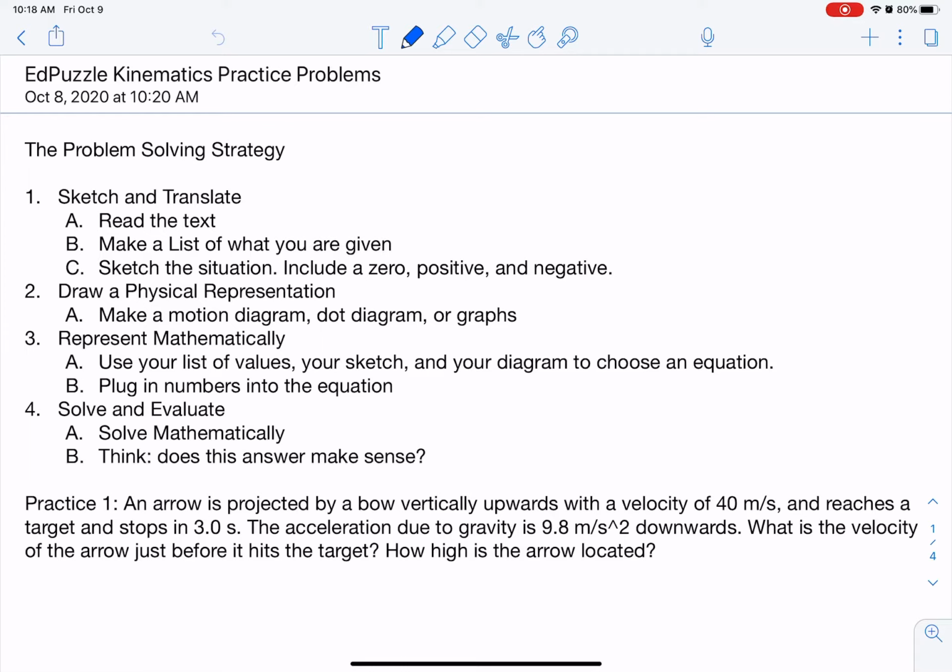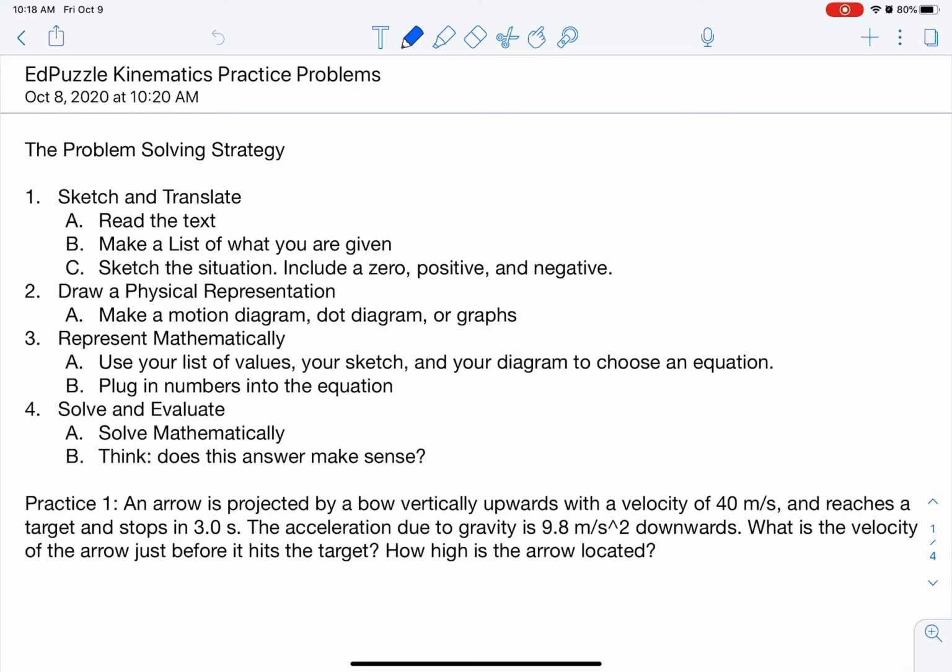So when we have a kinematics problem, the first thing we want to do is what we call sketch and translate. That means you're going to read the text and make a list of what values you're given. Then you should sketch the situation. And again, you don't have to be an artist, just do the best that you can. But make sure that you include a 0, a positive direction, and a negative direction.